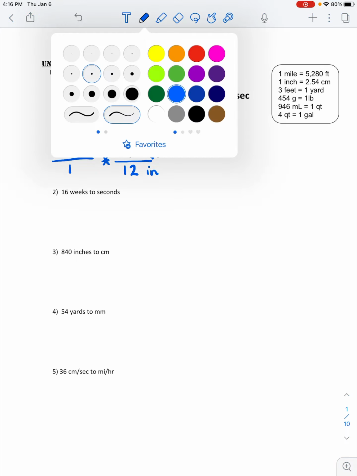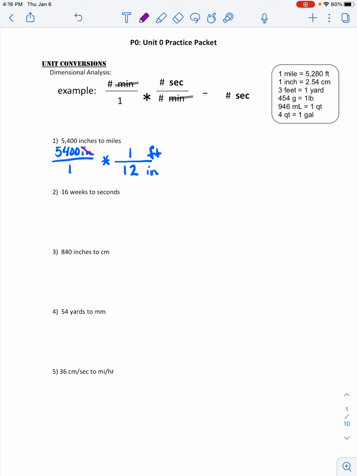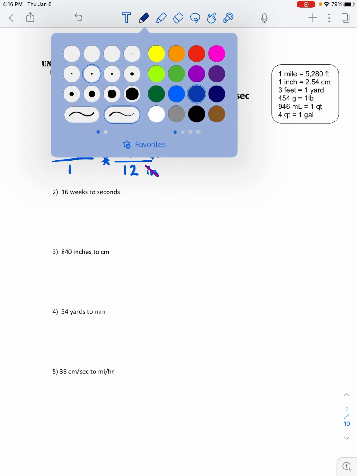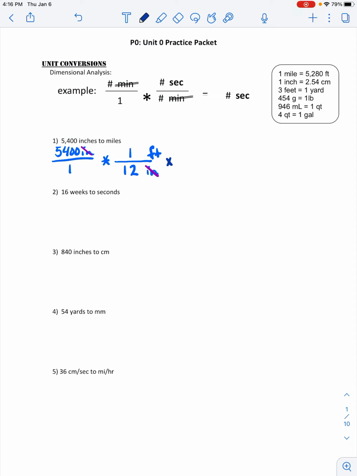So at this time, I have inches in the numerator and in the denominator, and so those units are going to cancel out. So if I just take 5,400 and divide it by 12, I am going to be left with how many feet this would equate to. But the question is asking me to go from inches to miles, not to feet. So what I'm going to do now is write a second fraction, sorry. So I'm going to multiply so that I cancel out feet. So feet is currently in the numerator. I'm going to write it in the denominator.